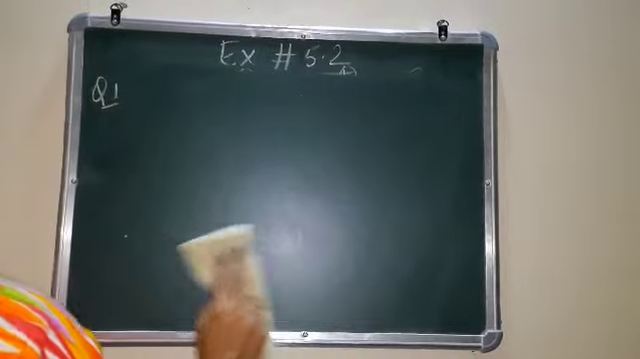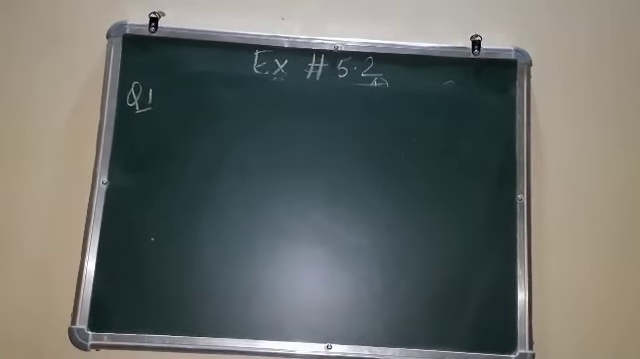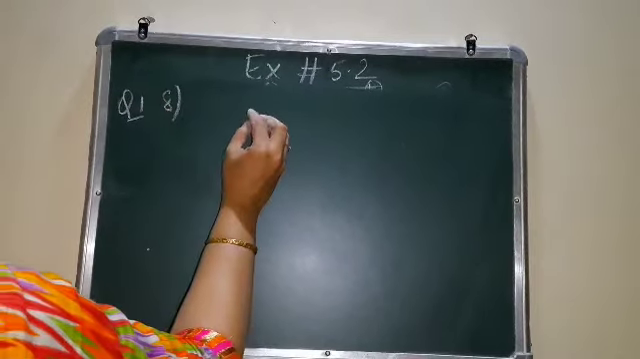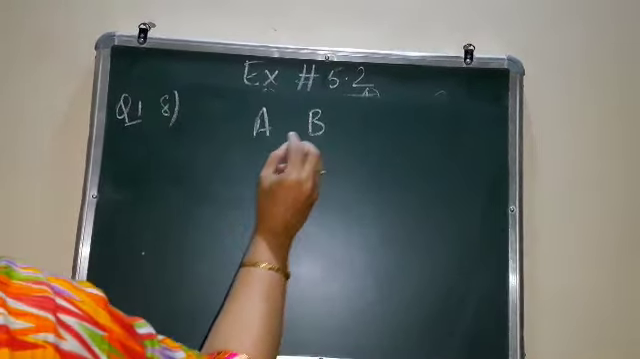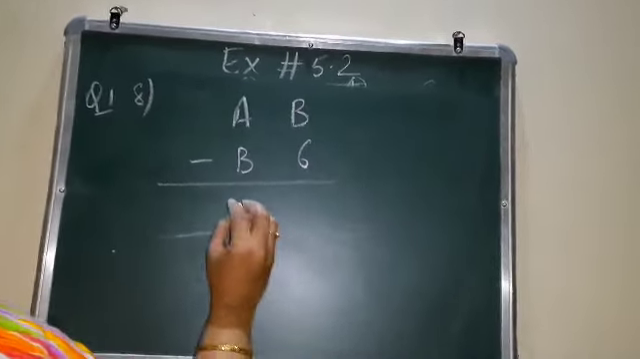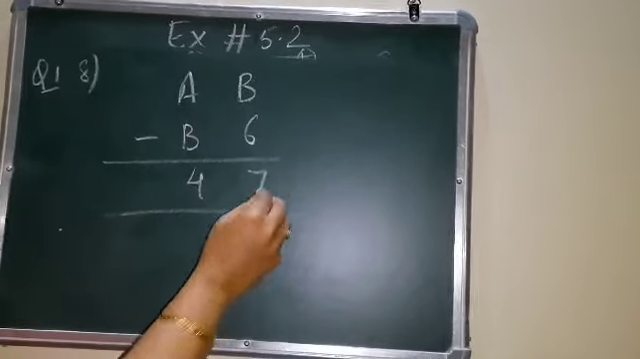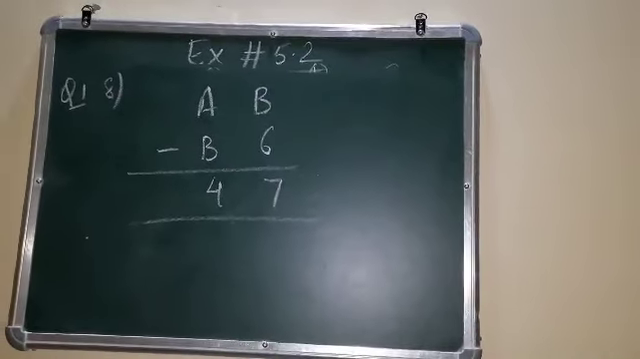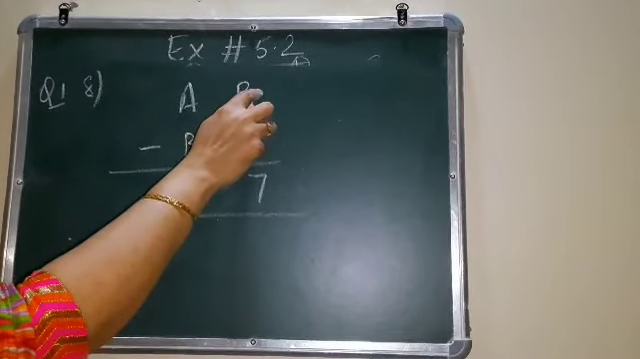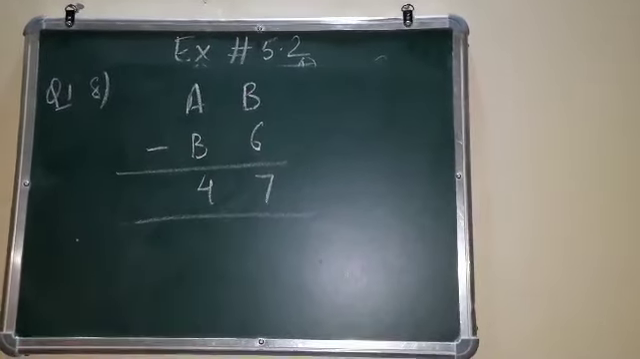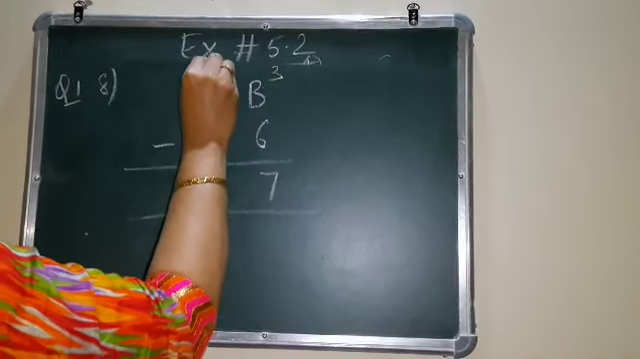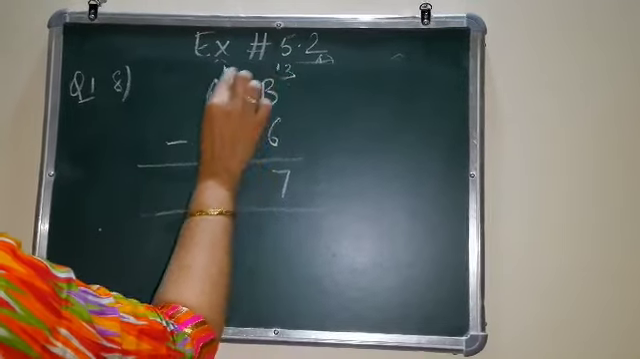Next, let's have question number 8. It's of minus. Just one part is there of subtraction. So I'm doing it for you. A, B, B, 6. And your answer is 47. Now see, B, both the numbers should be same. So we have to think by which number you subtract 6 to get 7. Very clear? 13. So here it will be 13, and that means 1 is to be borrowed from here.